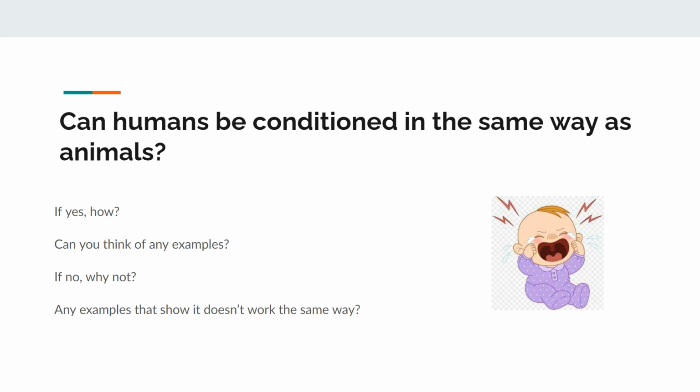If you think, no, I don't really think it can apply to humans in the same way, have a think why that might be the case. Can you think of any examples of when you think conditioning wouldn't or hasn't worked with humans? So have a pause, think about these questions and think of any examples. When you've done that, come back to the presentation and we'll move on to see what the research shows us.